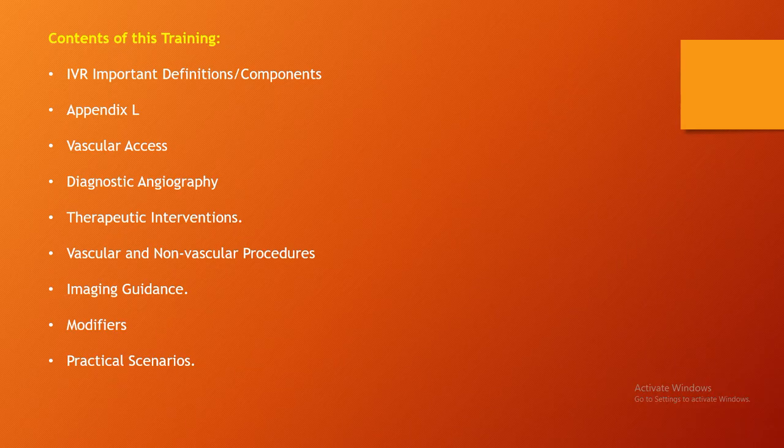Next you will learn Appendix L. Usually we call it the IVR family, or vascular family. If you understand the vascular family, you can code any chart 90%. So after definitions, you will learn Appendix L, where you will learn how to read the vascular family.